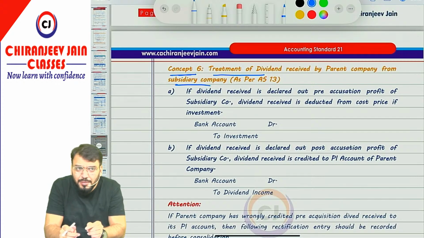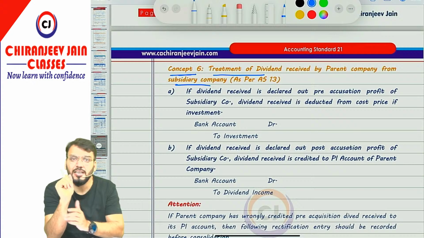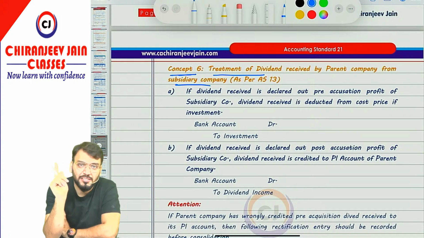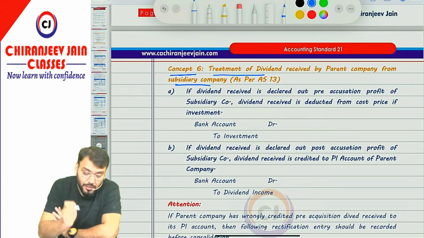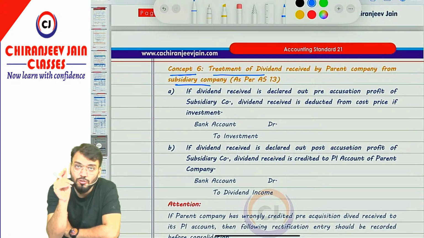Now, treatment of dividend received: any dividend received by the parent company will be accounted for as per AS 13. You have done AS 13, correct? So the treatment of dividend received by the parent company from the subsidiary company is as per AS 13. You have already done AS 13.